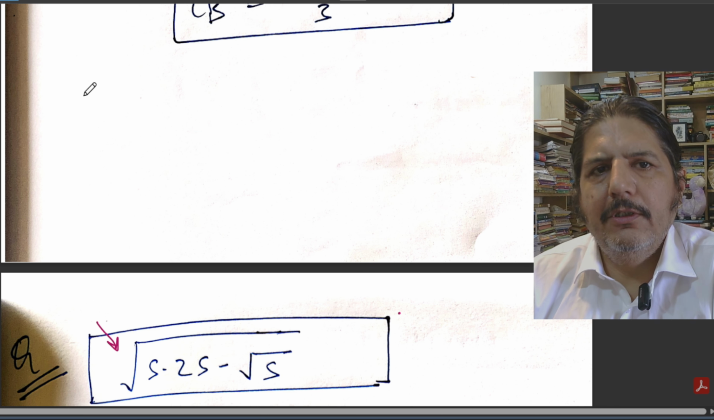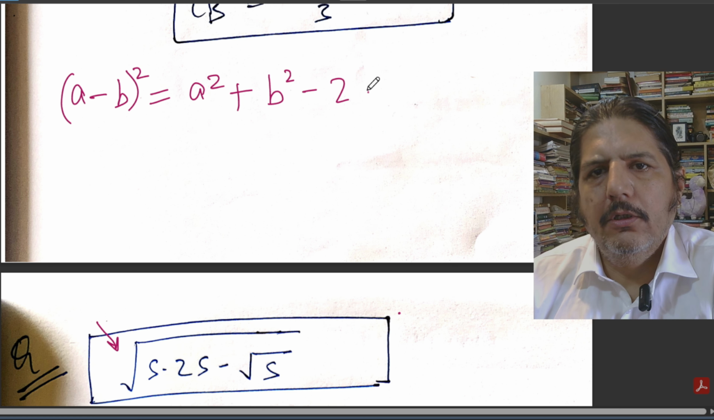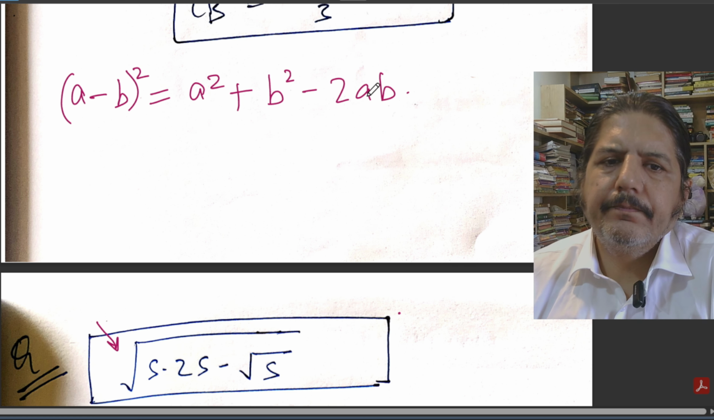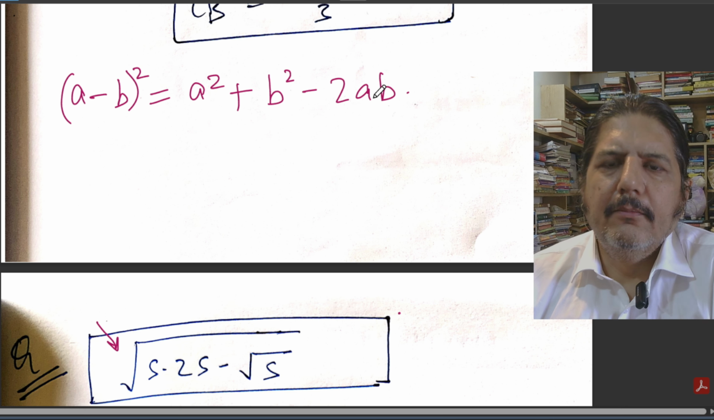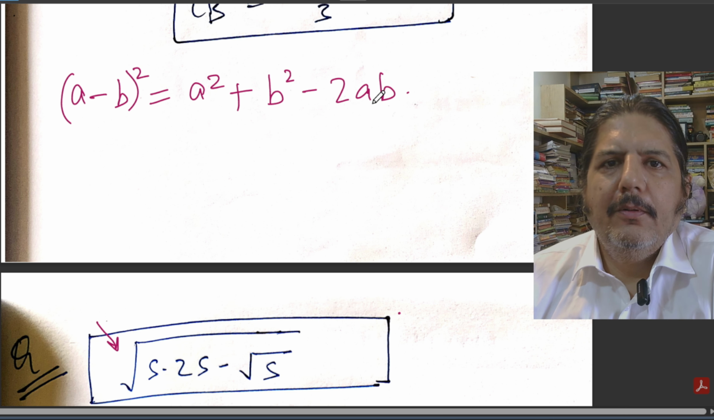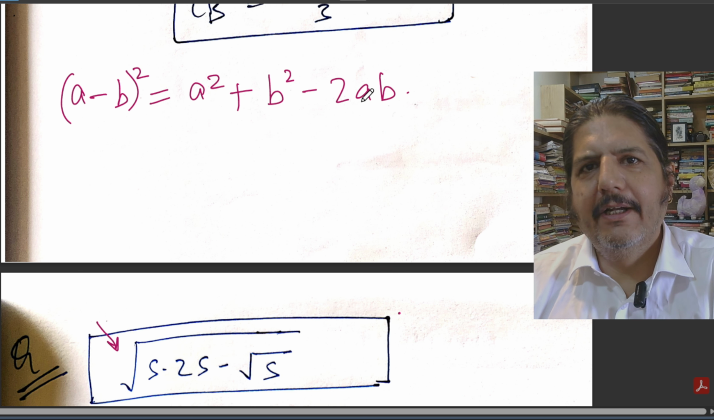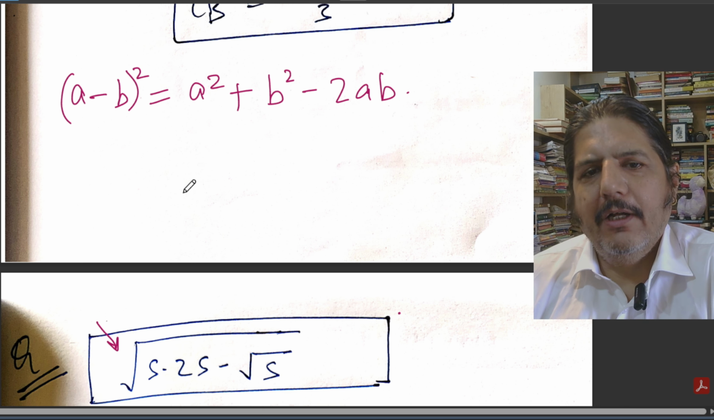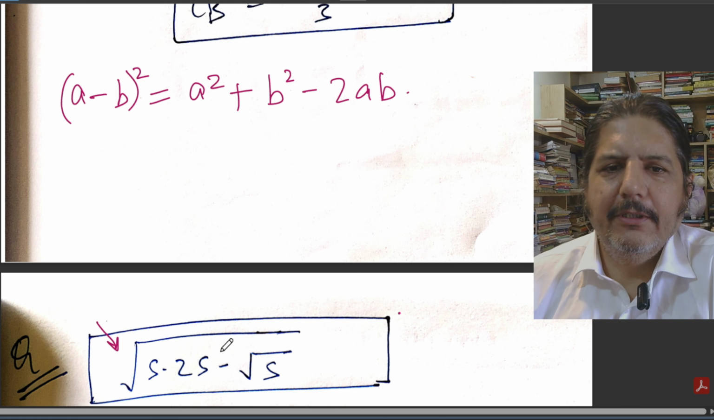But this problem would be solved using this identity: a minus b whole square is equal to a square plus b square minus 2ab. You can pause the video. You can try to do the question. You can pause it here. Now, if you were able to use the hint to do this question, very, very well done. Otherwise, you'll have to see how this is done.